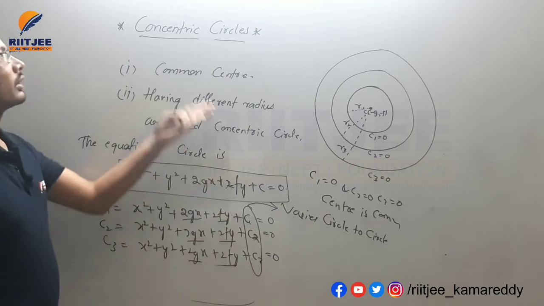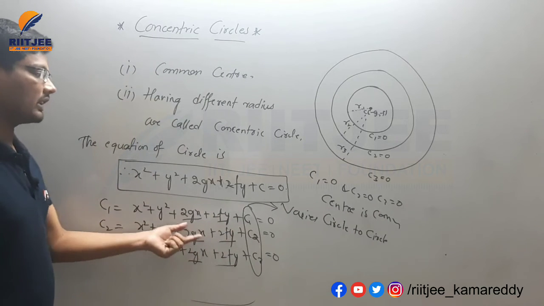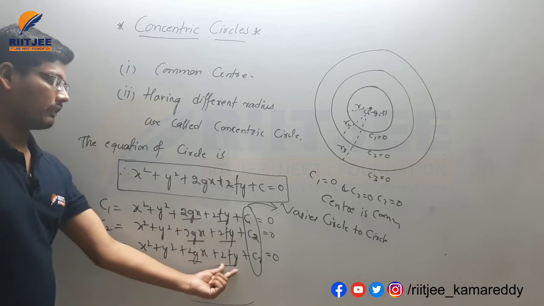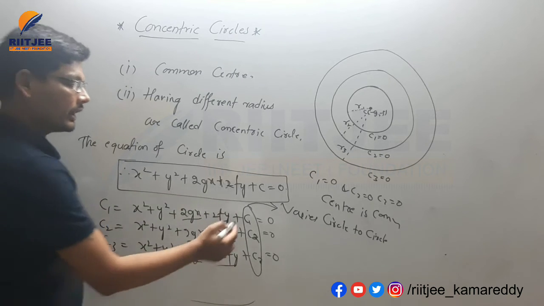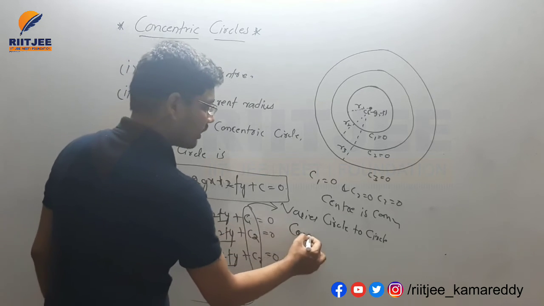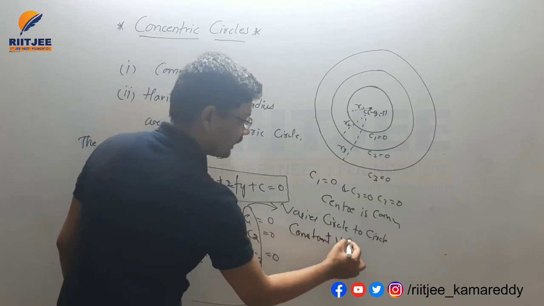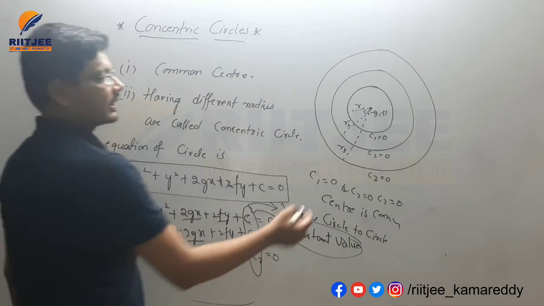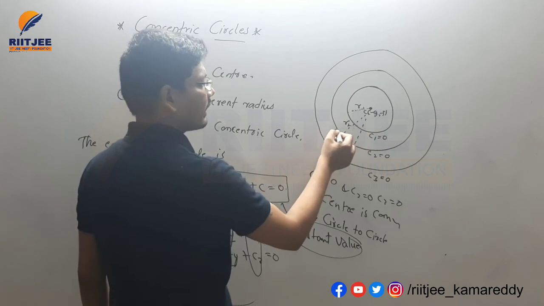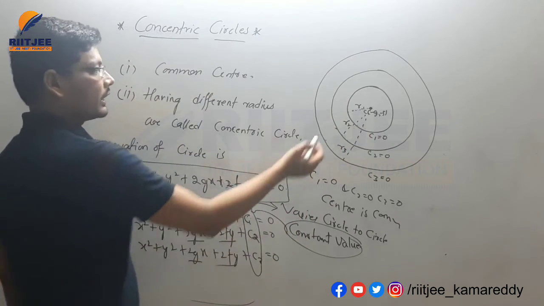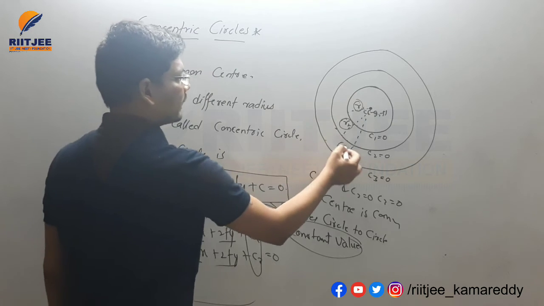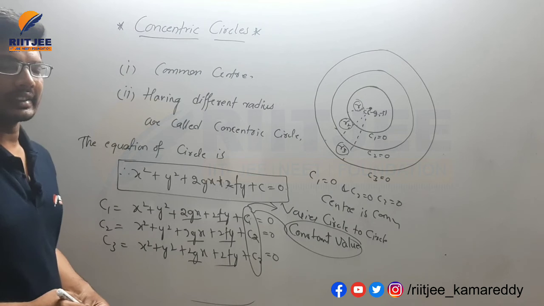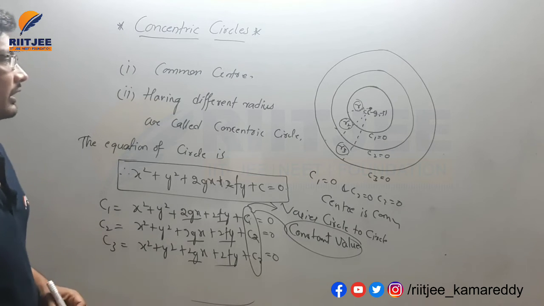This is about concentric circles. When it comes to the equation of concentric circles, the common center is the same for all the equations. Only the constant values vary from circle to circle equation. Here this constant value is different, and the radius is also different, and the center is common to all three circles. This is all about concentric circles. Let us see one example of the equation.